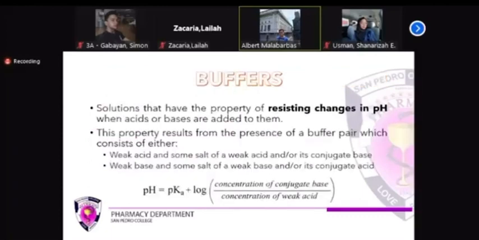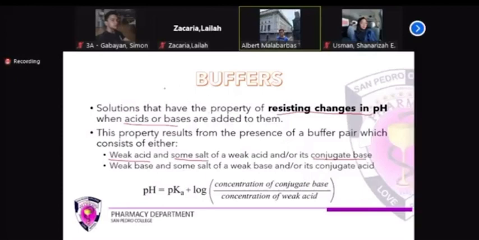Okay, next, we have buffers. Buffers are solutions that have the property of resisting changes in pH when acids or bases are added to them. Buffers usually come in pairs, but the most common type is a weak acid with some salt of its conjugate base. That's the most common type of buffer. Weak acid plus its conjugate base.